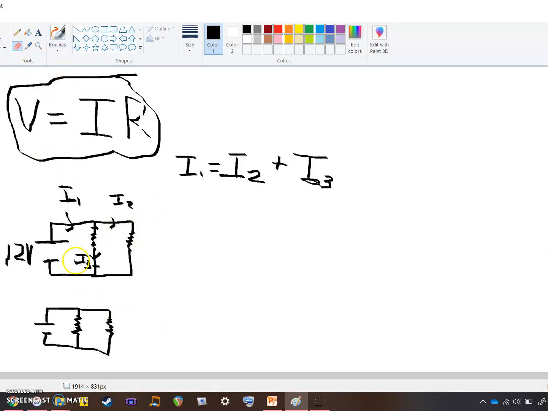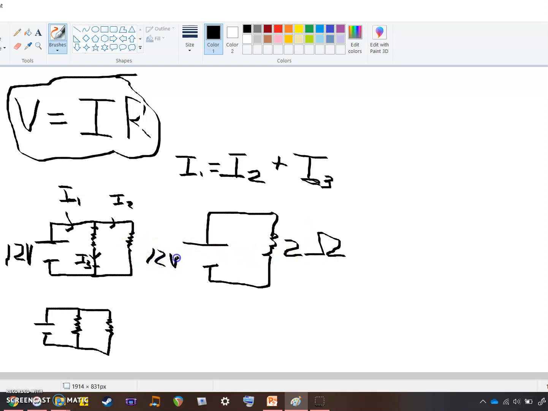So if we take our circuit here, let me just draw a new circuit. So what we find is this. If we go back to a 1 resistor circuit, and let's say this resistor has 2 ohms, then the total resistance in our circuit is 2 ohms. So a 12 volt battery with 2 total ohms will give us 6 amps.